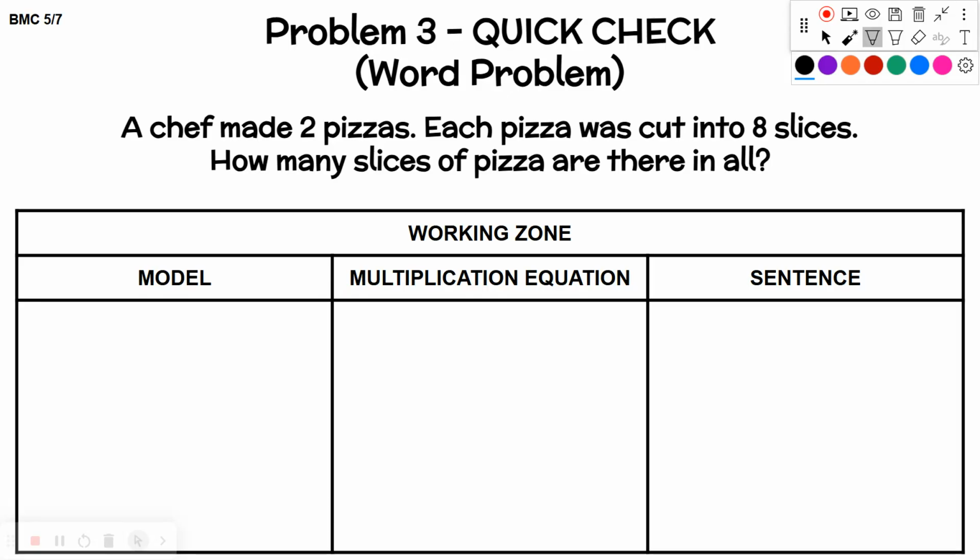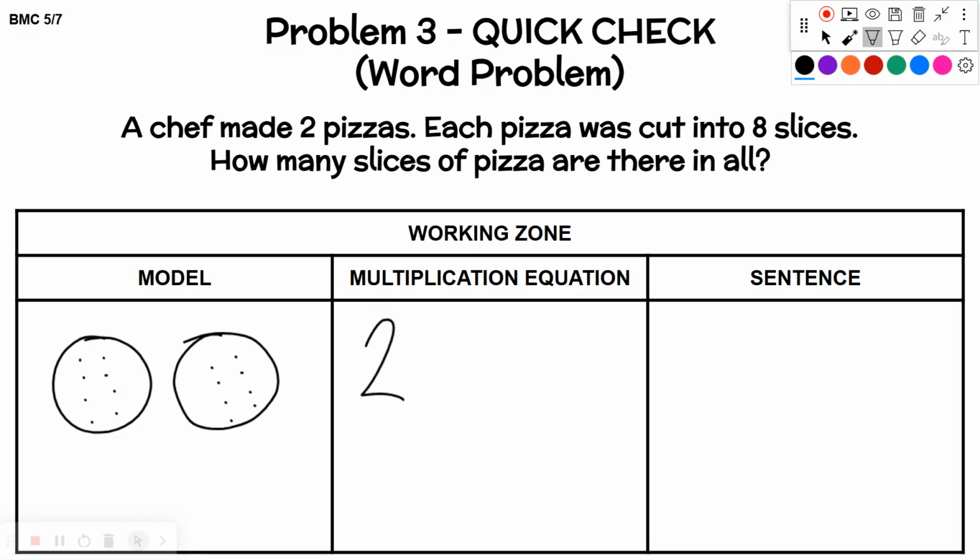All right, we're back. So hopefully you got the correct answer, which would be 16 slices. So let's see how I solve it. For my model, I got my 2 large pizzas, so I'm going to draw 1, 2 of my pizzas, my 8 slices, 1, 2, 3, 4, 5, 6, 7, 8, 1, 2, 3, 4, 5, 6, 7, 8. That's my model. Multiplication equation: I got 2 pizzas, which are like my groups. There are 8 slices in each pizza. So 2 times 8 equals 16.